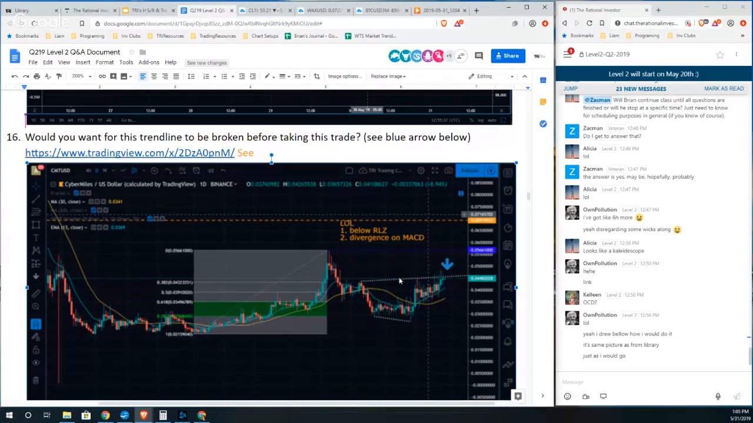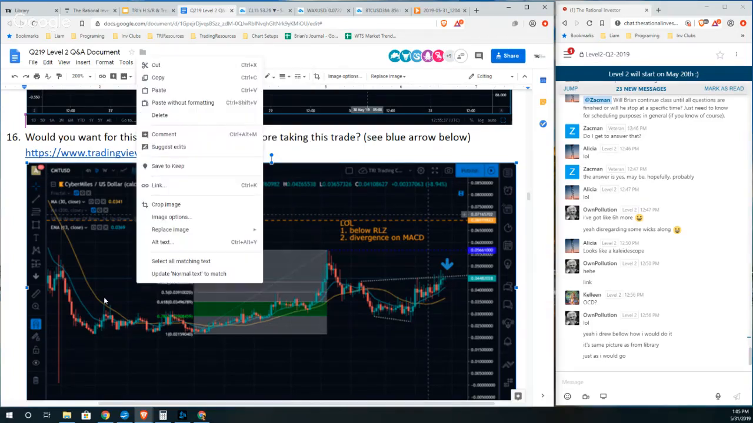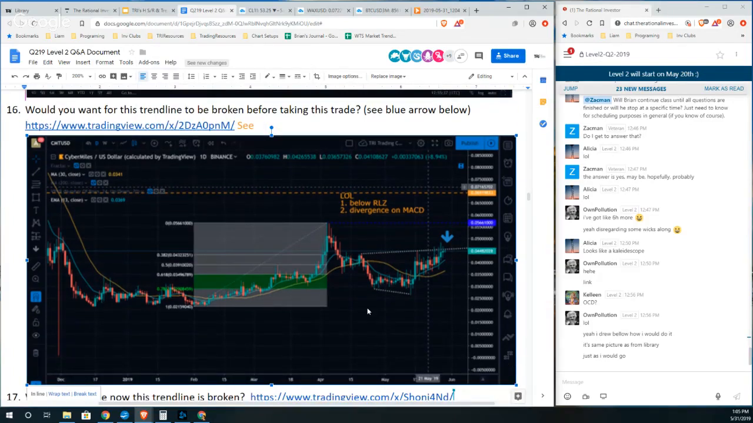I don't really like that, and I wouldn't call this even a trend line. There's nothing here validating trend in my eyes. So I'm not quite sure about that. Sorry, I don't quite understand. Maybe PM me later on and we can talk more about what you're seeing here, but I don't see what you're seeing here.